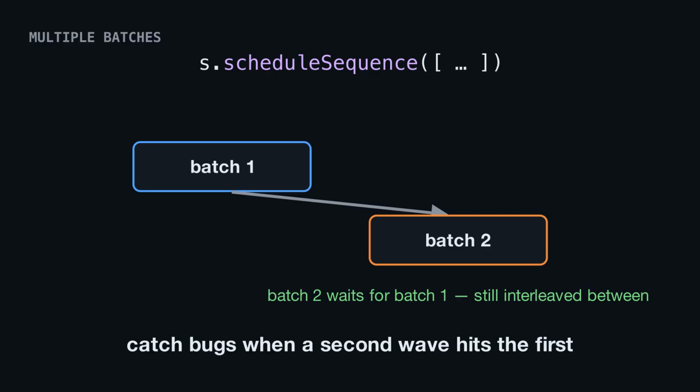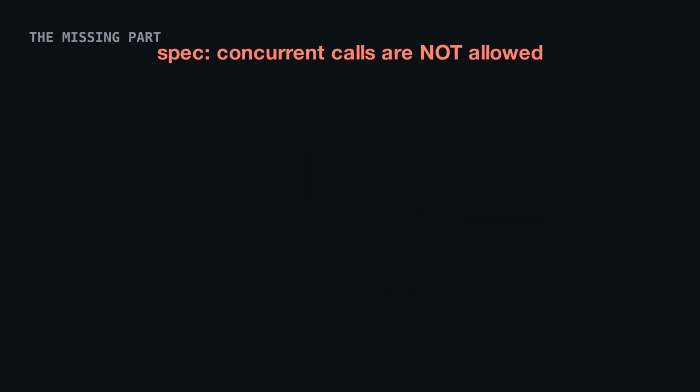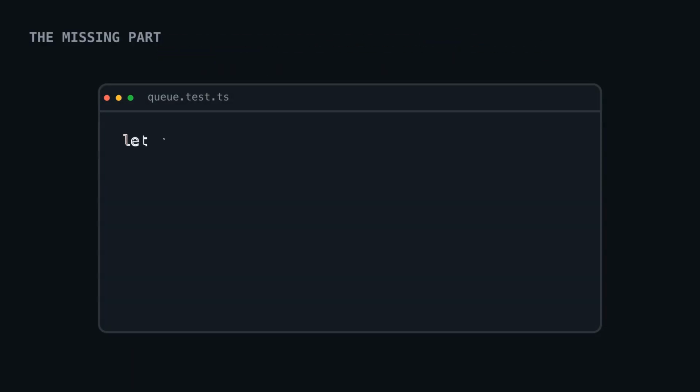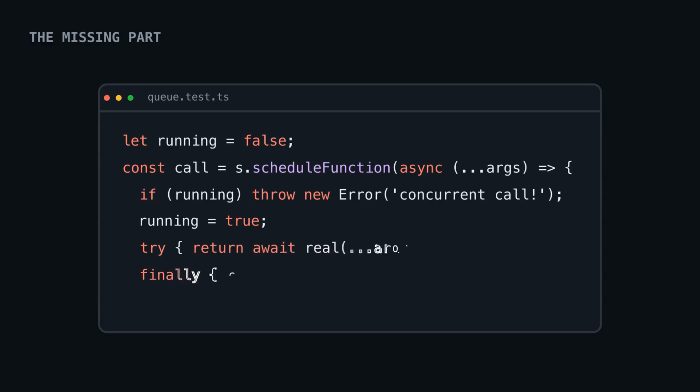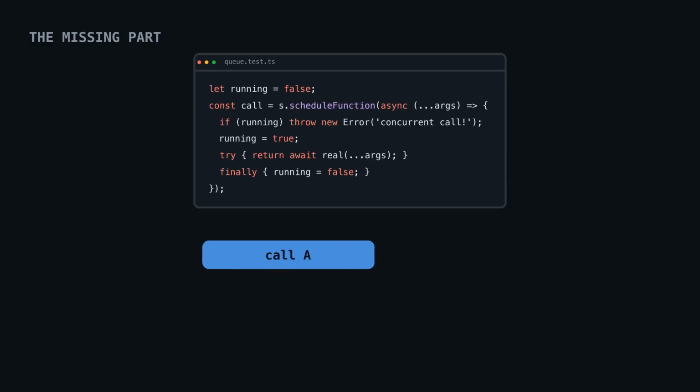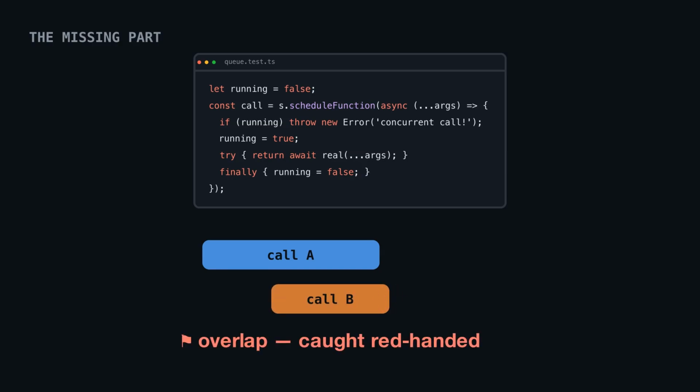And yet, every test so far has a blind spot. Reread the spec. Concurrent calls are not allowed. A call must wait for the previous one to finish before it fires. We've been checking that results come back in order, but never that two calls weren't running at the same time. A broken queue could overlap calls and still, by luck, return them in order.